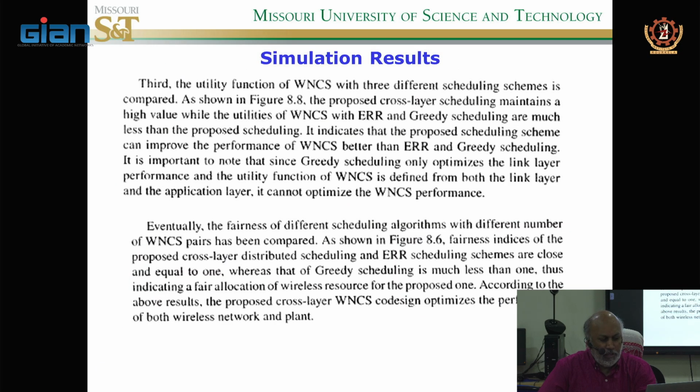Okay, so it says here a little bit, third, the utility function with different scheduling schemes. The proposed cross-layer scheme maintains a high value of utility. And the other ones, round robin and greedy, are much less than the proposed scheduling. And eventually the fairness of different methods has been compared. The fairness indices show that the proposed method is reasonable compared to the others.